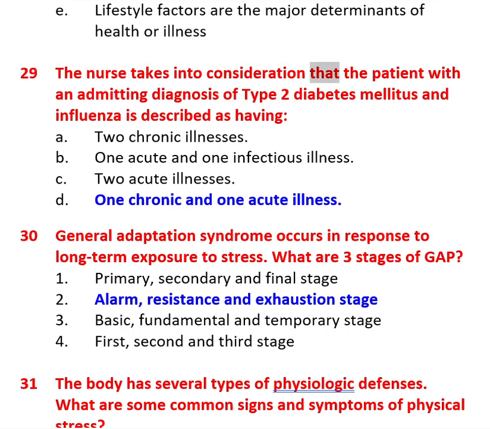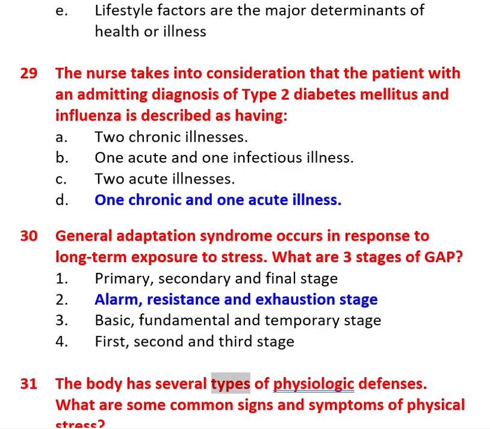29. The nurse takes into consideration that the patient with an admitting diagnosis of type 2 diabetes mellitus and influenza is described as having: 2 chronic illnesses, 1 acute and 1 infectious illness, 2 acute illnesses, 1 chronic and 1 acute illness. 30. General adaptation syndrome occurs in response to long-term exposure to stress. What are the 3 stages of GAS? Primary, secondary, and final stage. Alarm, resistance, and exhaustion stage. Basic, fundamental, and temporary stage. First, second, and third stage.